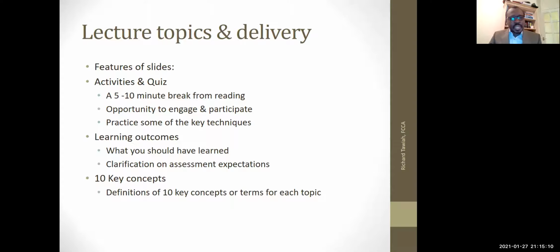At the end of the day, we are looking at what you have learned and what the applications of this particular model are in real life. At the end of each lesson, you will realize that there will be a session where we plug in 10 key concepts for each topic so that it helps you with understanding and appreciating the course.